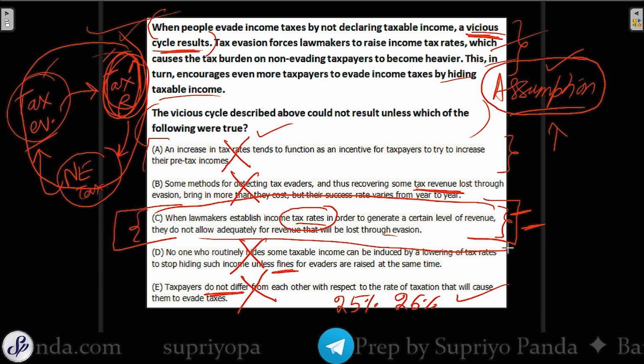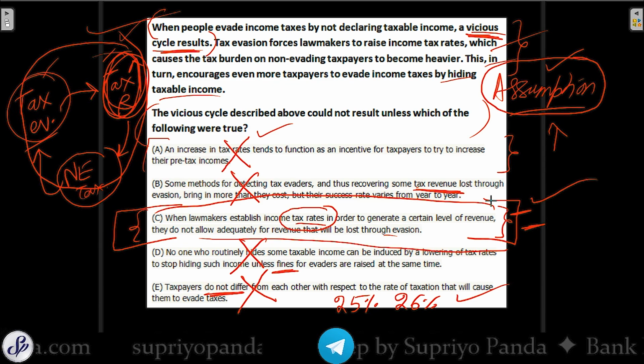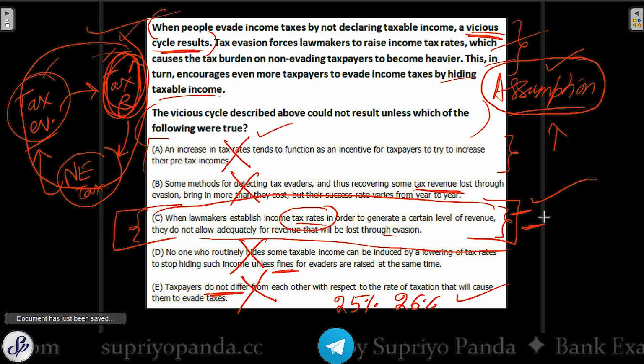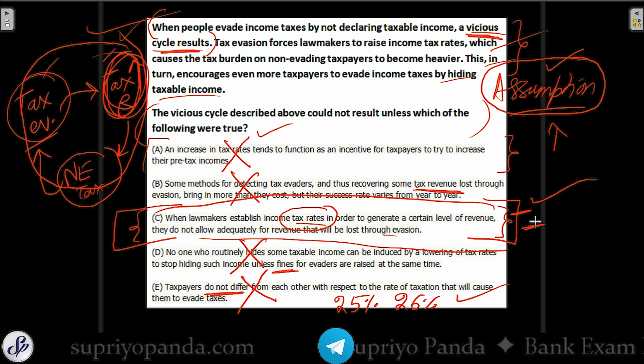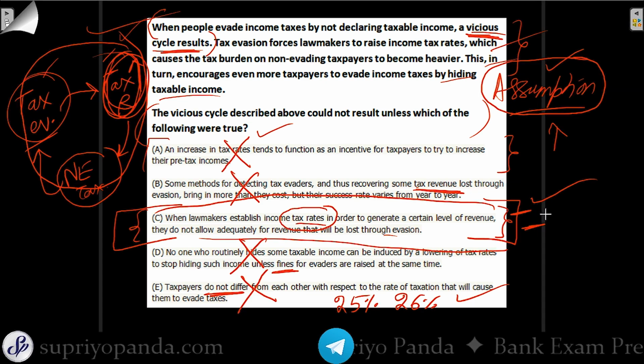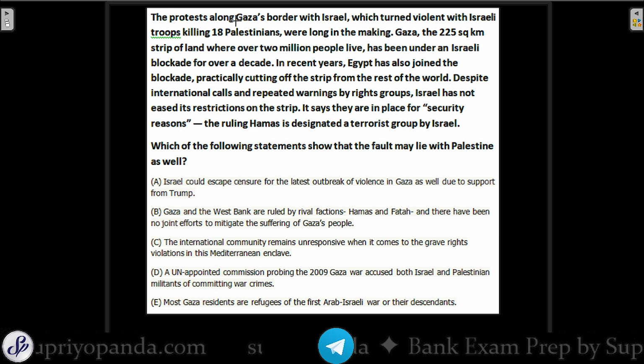So of course this was a little bit of a difficult question, but you see my thinking process. So you have to think like this so that you can solve these complicated critical reasoning questions. Moving on to question number 2.